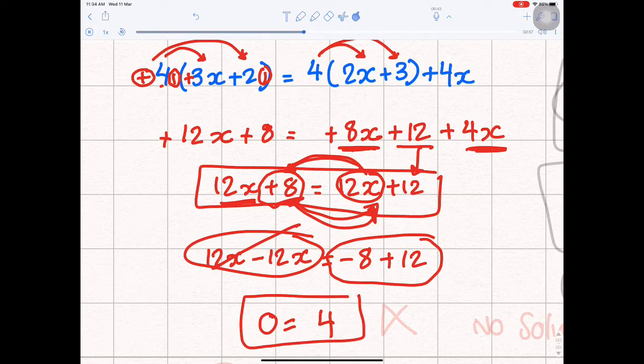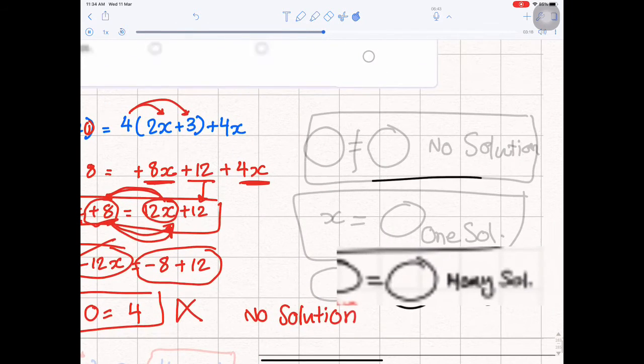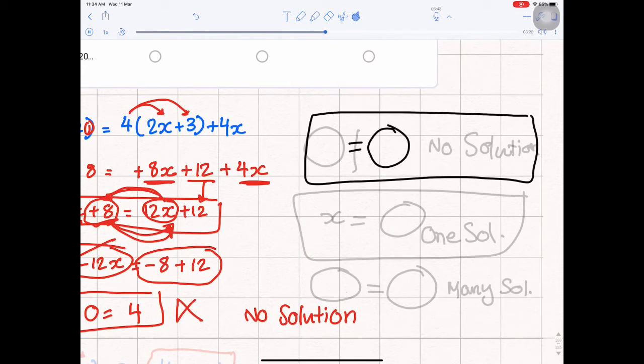Now, I know already that 0 is not equal to 4. So that's a wrong conclusion. Now I know I will have no solution because it's already a wrong conclusion from the equation. So this is a rule for yourself: if I have two parts of an equation that are not equal, I will have no solution.